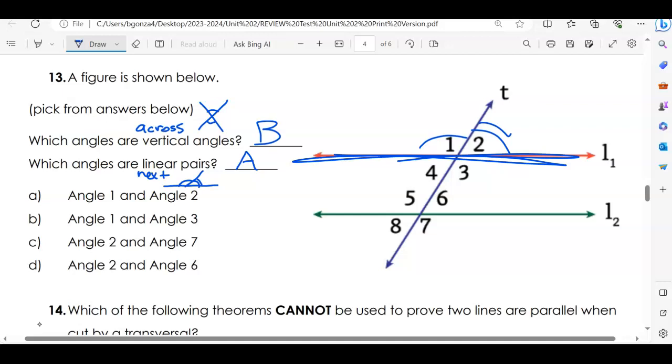1 and 3 is vertical, so it's not linear. Again, 2 and 7 are same side exterior. 2 and 6 are corresponding. Those are not linear pairs. Okay. So that's how you tell that stuff. 1 and 3 are vertical. 1 and 2 are linear.